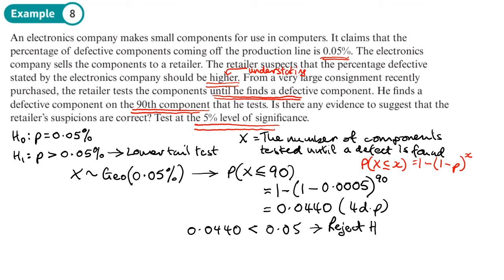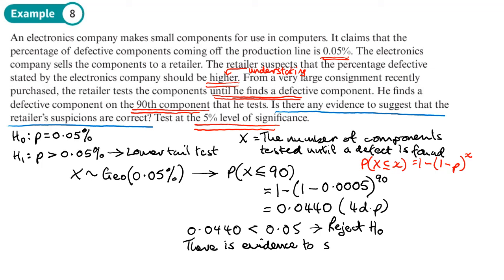There's a low likelihood of that happening. It's lower than our significance level. And then the last bit is just copying out basically this. We answer this question: is there evidence to suggest that the retailer's suspicions are correct? And we just write down there is evidence to suggest the retailer's suspicions are correct. So we just answer that question.